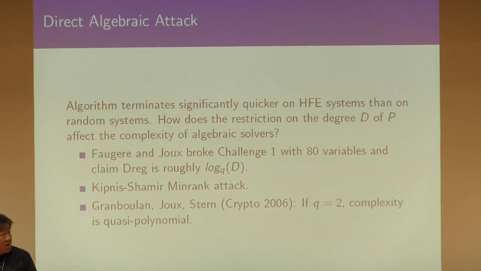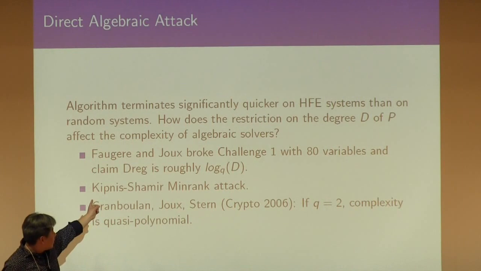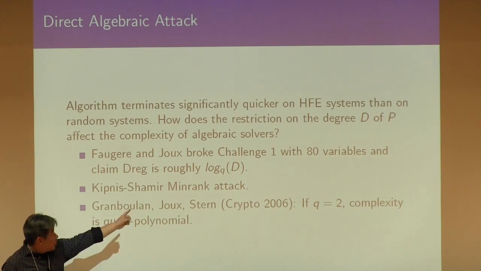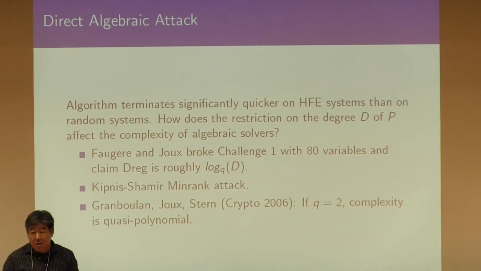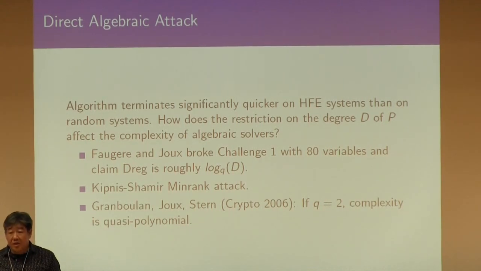because the complexity is controlled by the degree of regularity, which I will explain a little bit later, and is determined by log_q D. So if D is small, the algebraic attack is very efficient. If D is very large, it's very difficult to decrypt. So that's what happened.